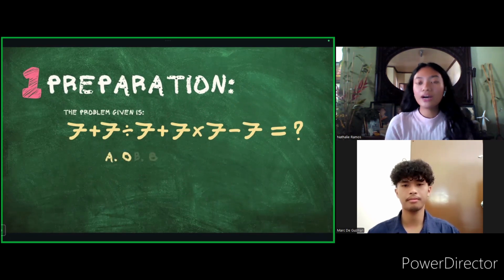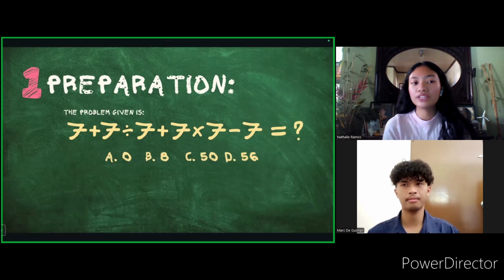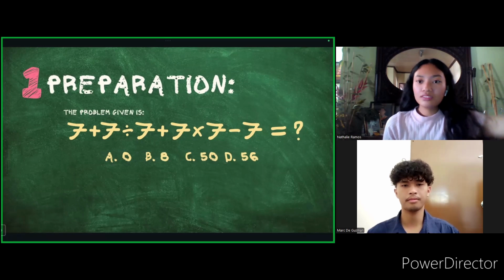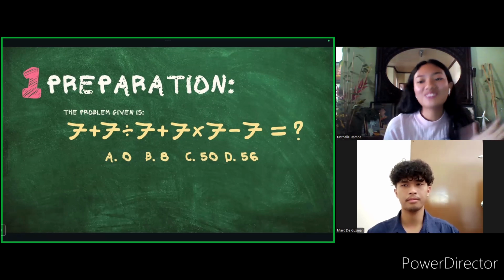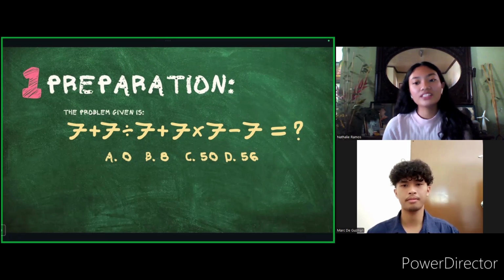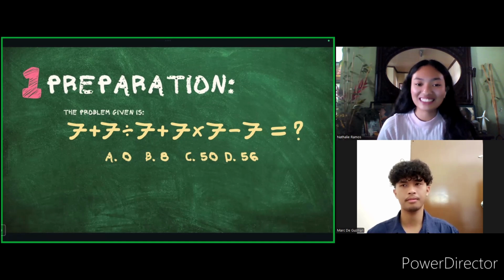So we will need to use our analyzation skills to fully understand what is needed to be found. The problem given is 7 plus 7 divided by 7 plus 7 multiplied by 7 minus 7 is equal to blank. The choices are A, 0, B, 8, C, 50, and D, 56.